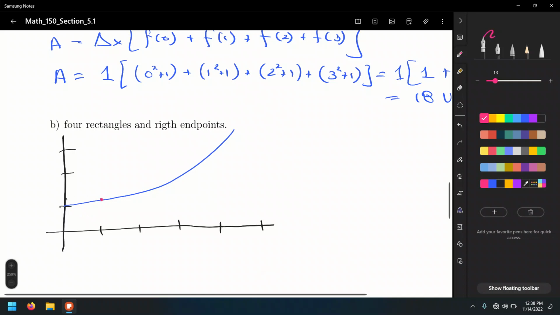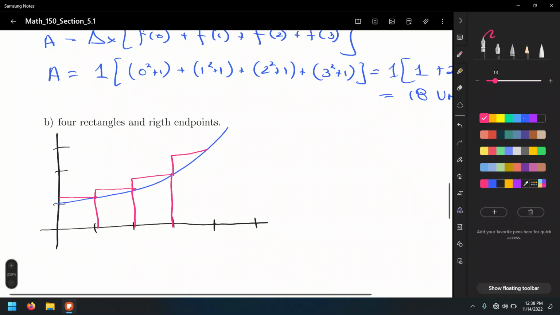That is, this is the right endpoint, the first right endpoint. And this is the second right endpoint. Third right endpoint. And fourth right endpoint. Whoops. No, that's not good. So let me go all the way here. Oh yeah, that's gonna look a lot better. So you can see the overestimation this time. We have some area outside of the curve y equals x squared plus 1.